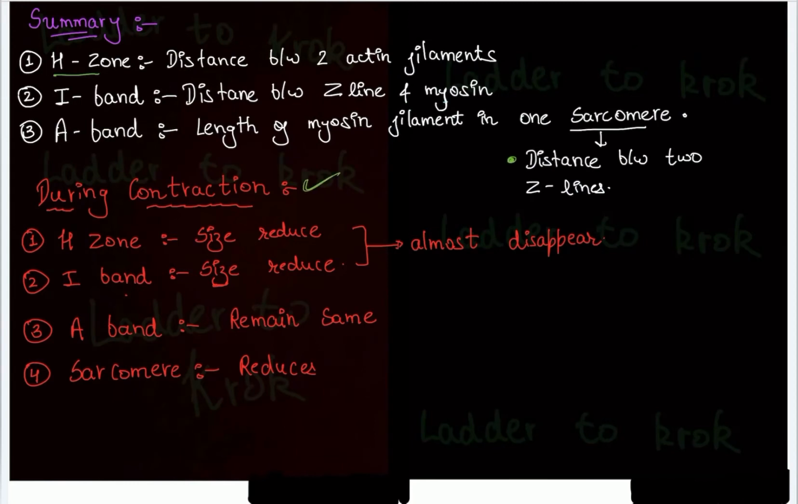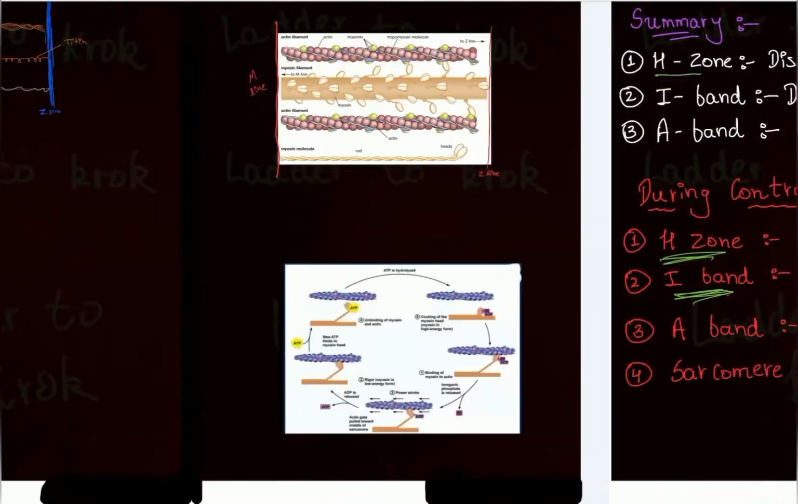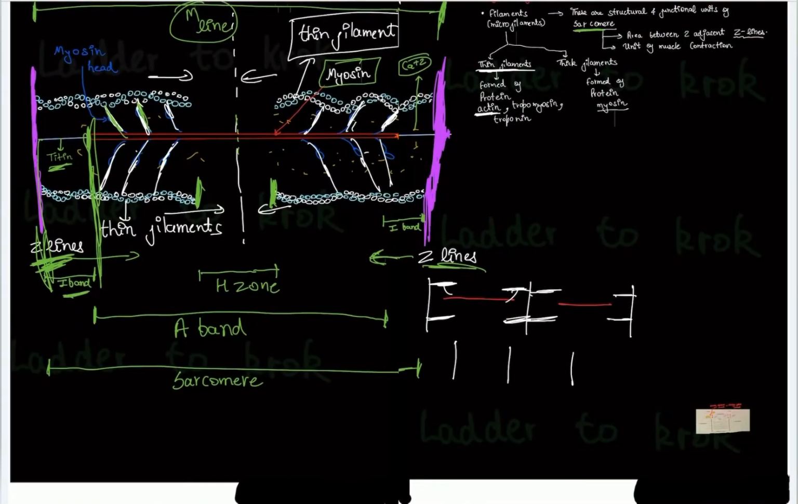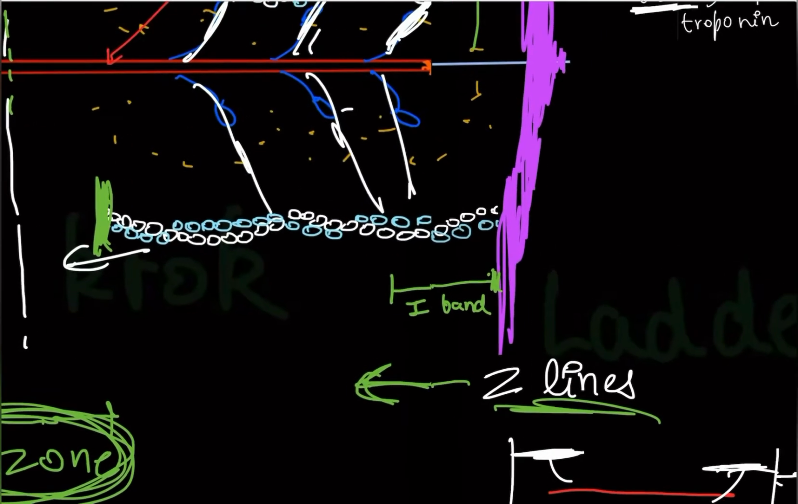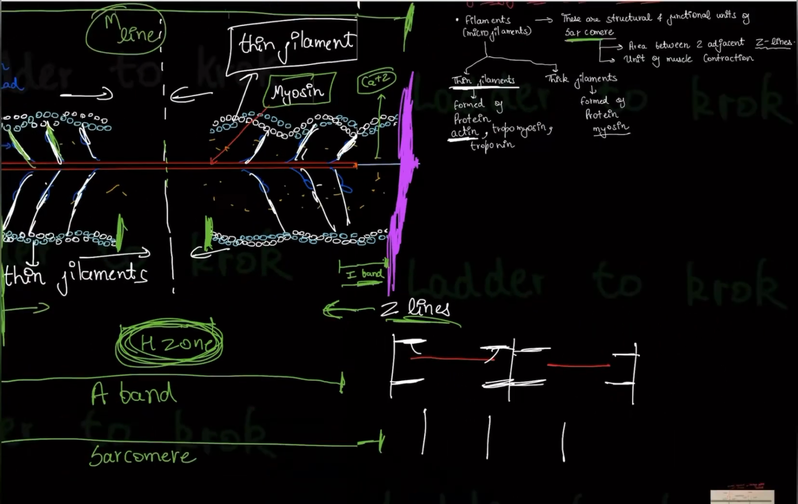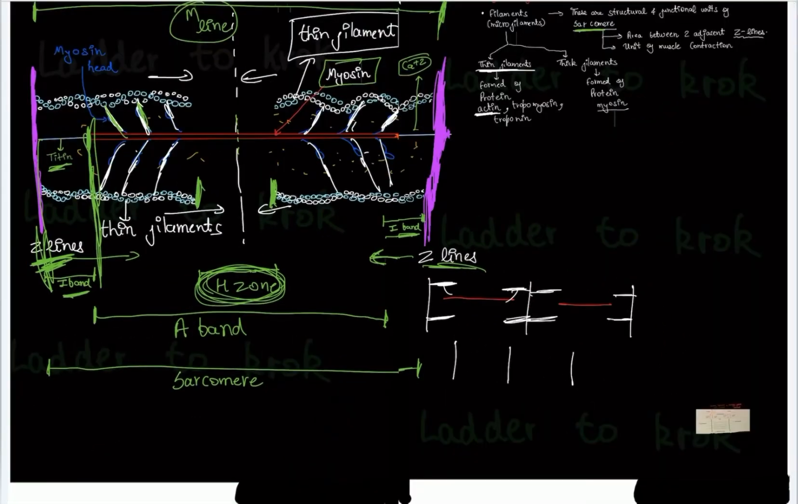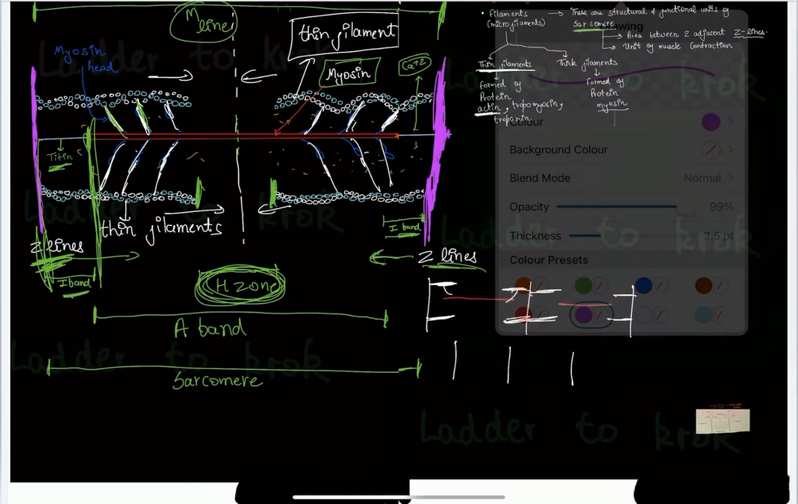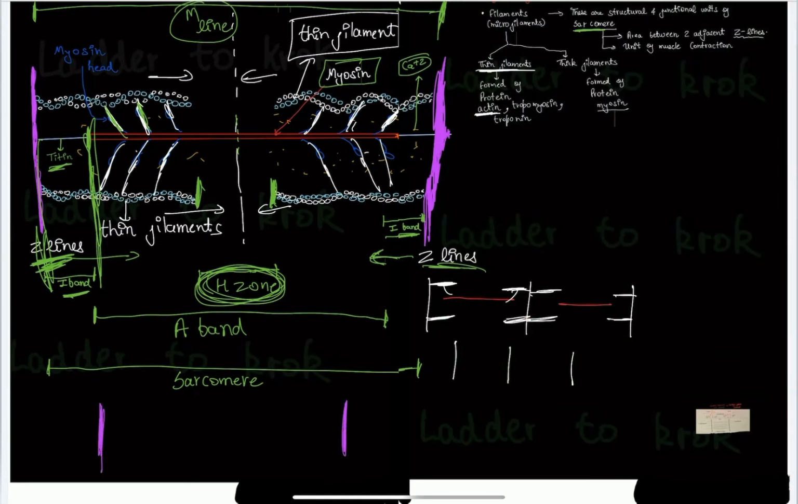Now during contraction, what will happen? The H zone and I band size will reduce, or they almost disappear. How? See, this is the H zone, and this is the I band. What is happening when the Z lines come close to each other? What will happen?